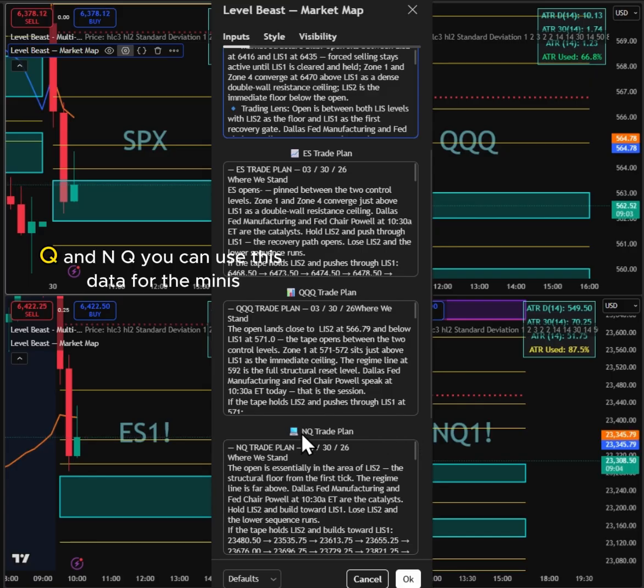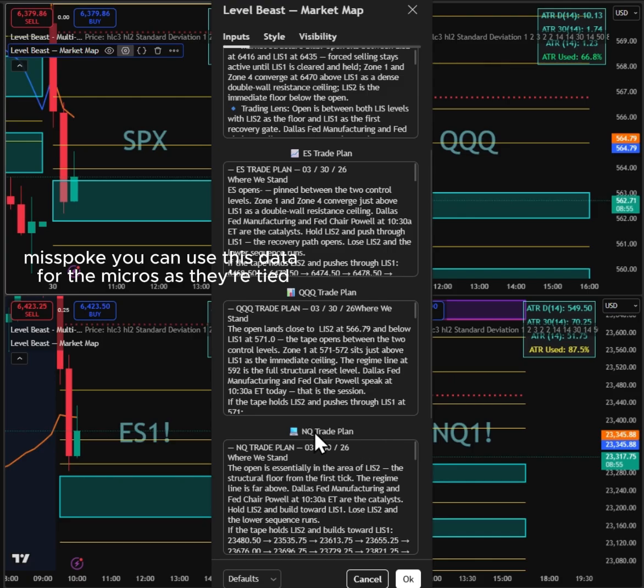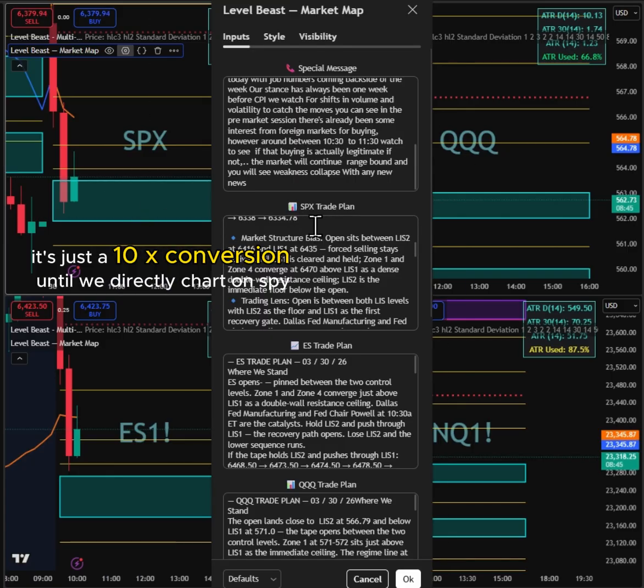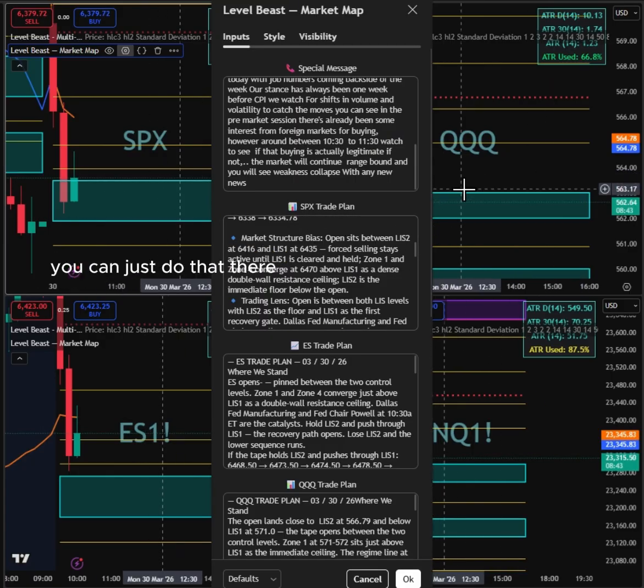You can use this data for the minis, right? As the minis are tied to the micros, so that's fine. Or rather the micros, sorry, misspoke. You can use this data for the micros as they're tied, and you can use this data for SPY. SPX is SPY's big brother. It's just a 10x conversion. Until we directly chart on SPY, you can just do that there.